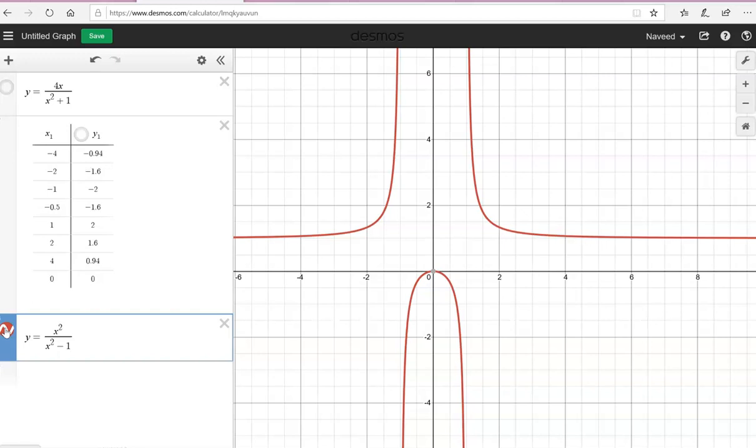Now, if you wanted to graph this freestyle, it would have taken you a lot of time because you would have to come up with a few points so that you can draw it, and you still wouldn't be able to graph it very accurately. So just be aware that in this case, technology is very useful and you should use it. All right, that is it.